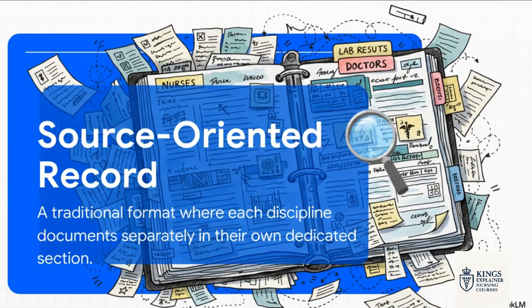A perfect example of a system that can cause this fragmentation is the old-school traditional source-oriented record. Just imagine a giant binder with different tabs, right? One for the nurse's notes, one for the doctor's orders, another one for lab results. It's all organized by the source of the info. But to get the full picture of what's happening with the patient, you literally have to flip back and forth trying to piece it all together yourself. It's a recipe for that fragmented care we were just talking about.